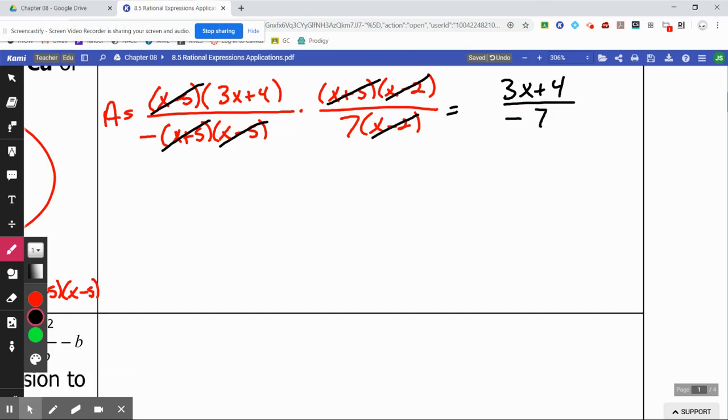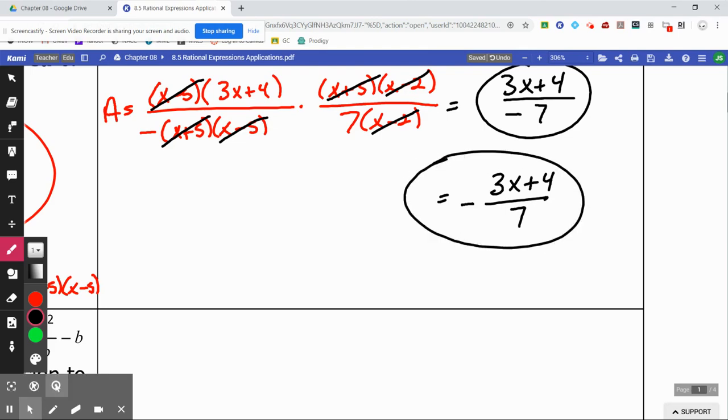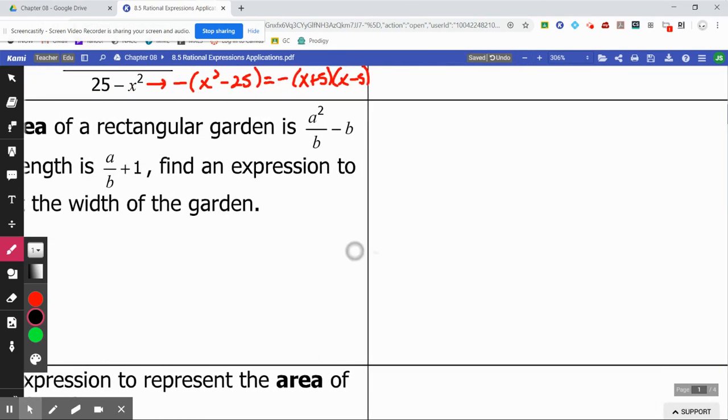Now that's one way to write the answer, but let me again caution you. If you would like to put the negative on top, it's fine. But don't do this. Don't just put the negative out here, because what you just did was made the 3x negative. If you're going to put the negative on top, make sure you put it in parentheses. The other option is you could actually just put the negative out front. Then you don't have to worry about the parentheses. So either one of those would be fine.